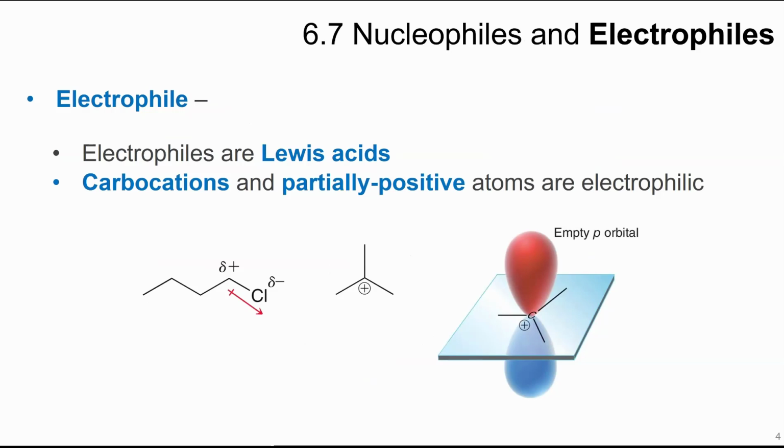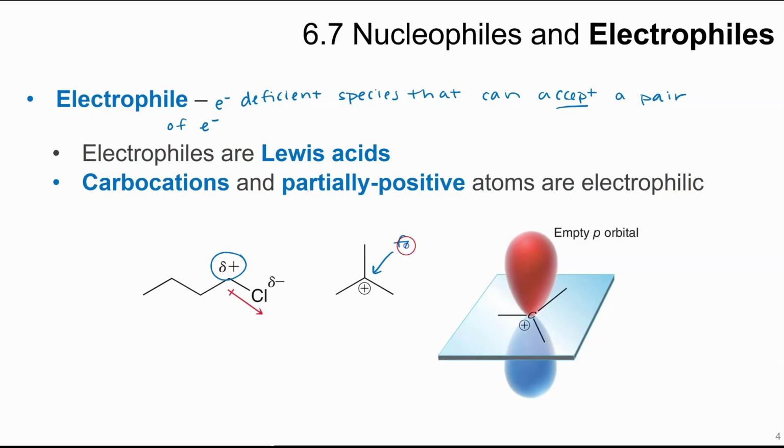An electrophile is an electron deficient species that can accept a pair of electrons. So these are usually Lewis acids. Carbocations and partially positive atoms tend to be electrophilic. So this one here is just a partial positive. Here we have the formal positive. So that's a better electrophile.